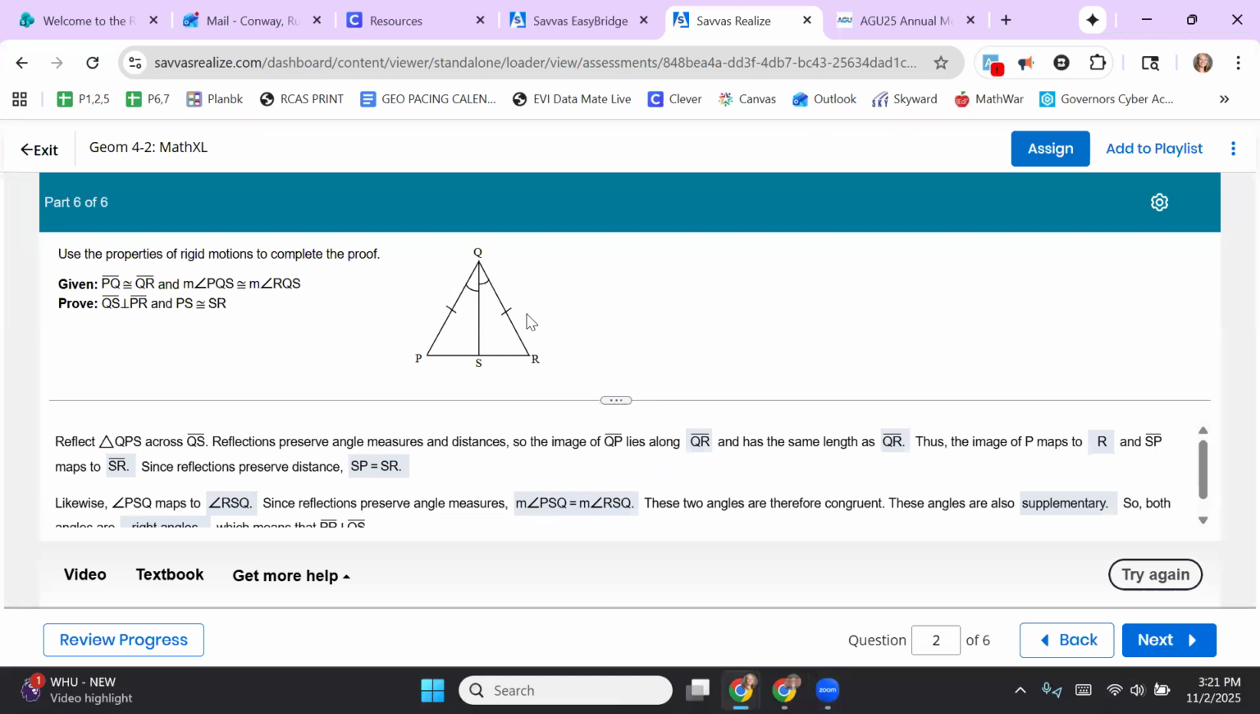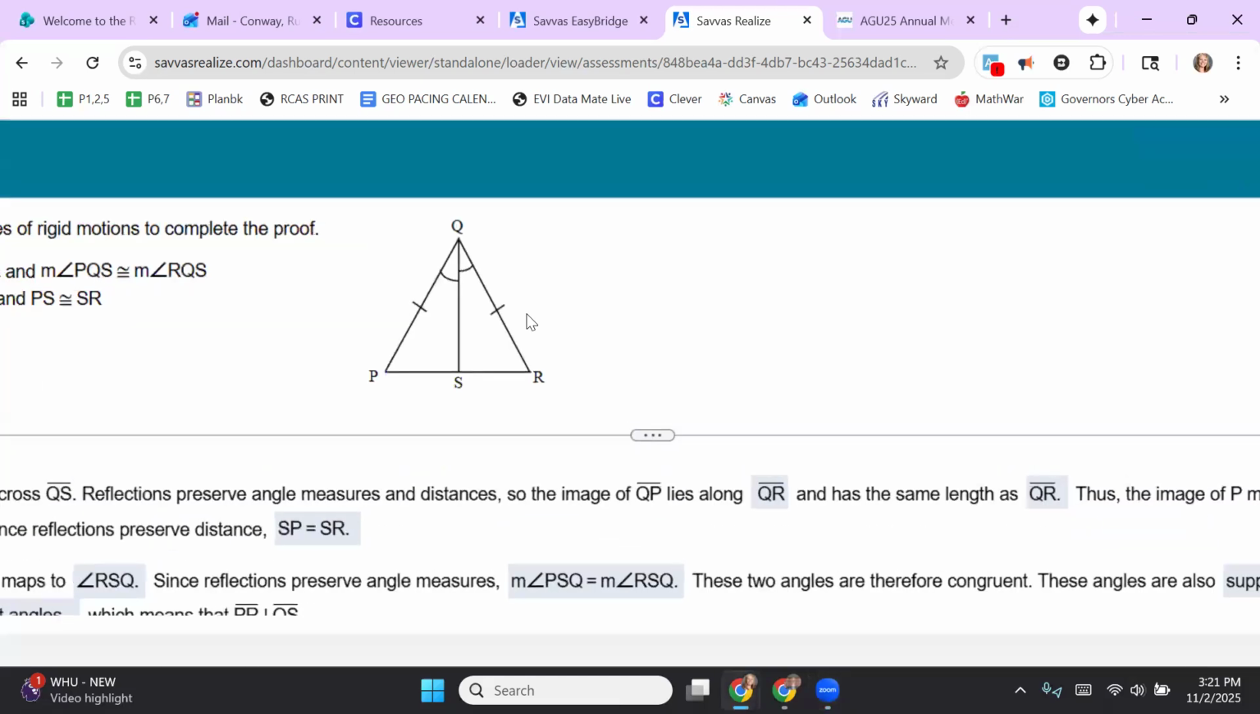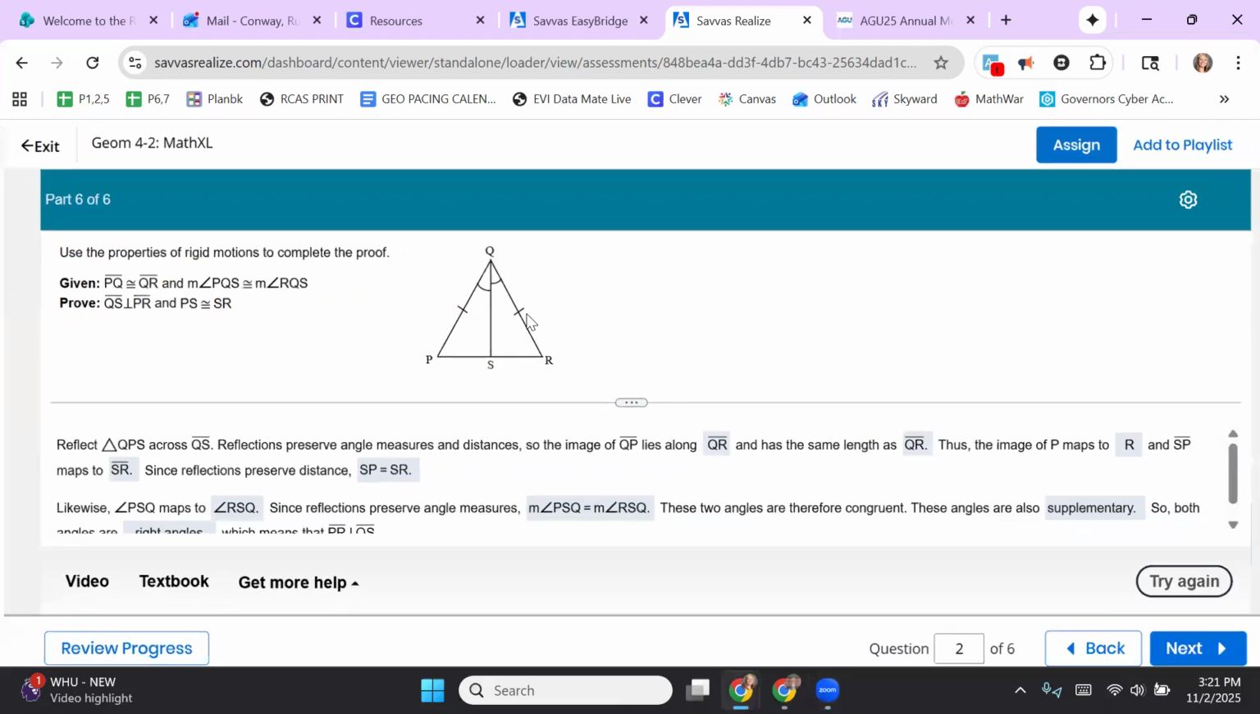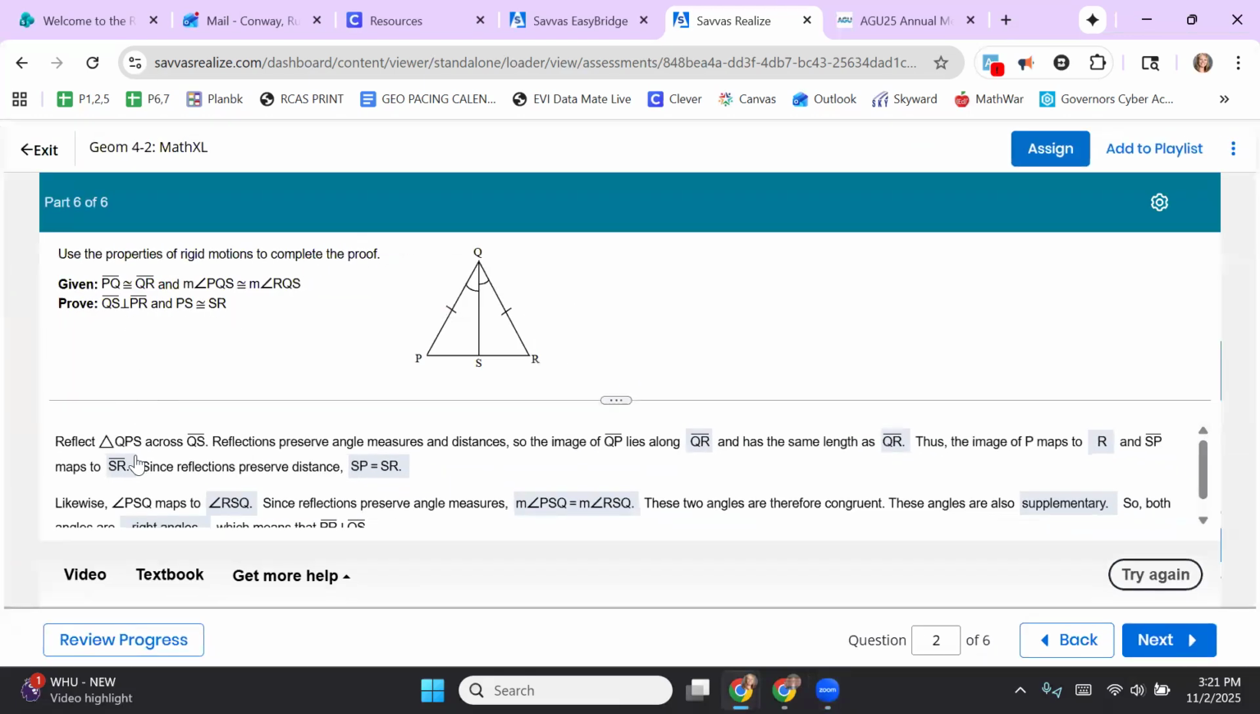This one was a little bit tricky. You just have to read so carefully. But basically, if you're considering that they fold across, that's the key. So reflect QPS across the line QS. So think of if you folded this paper in half across the line.